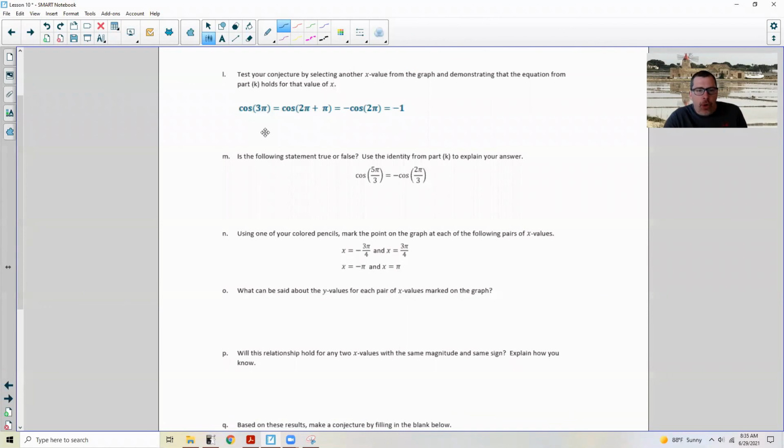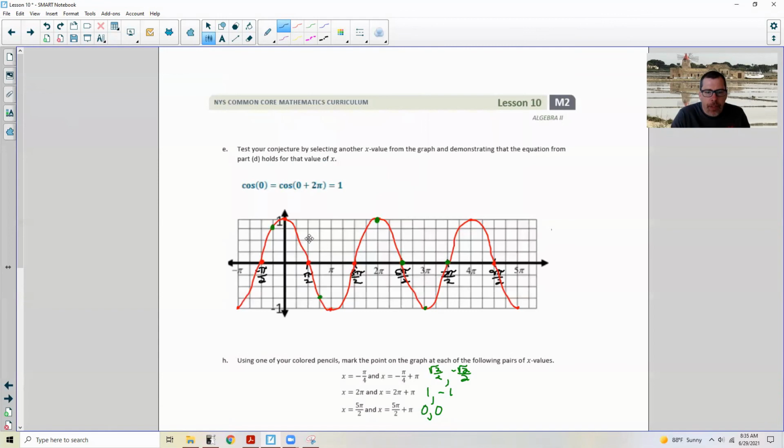Okay, so how about this? Cosine 3 pi equals the cosine of 2 pi plus pi, which equals the negative cosine of 2 pi, equals negative 1. All right, cosine of 3 pi. Let's go back. I'll do this in purple. Cosine of 3 pi is negative 1.